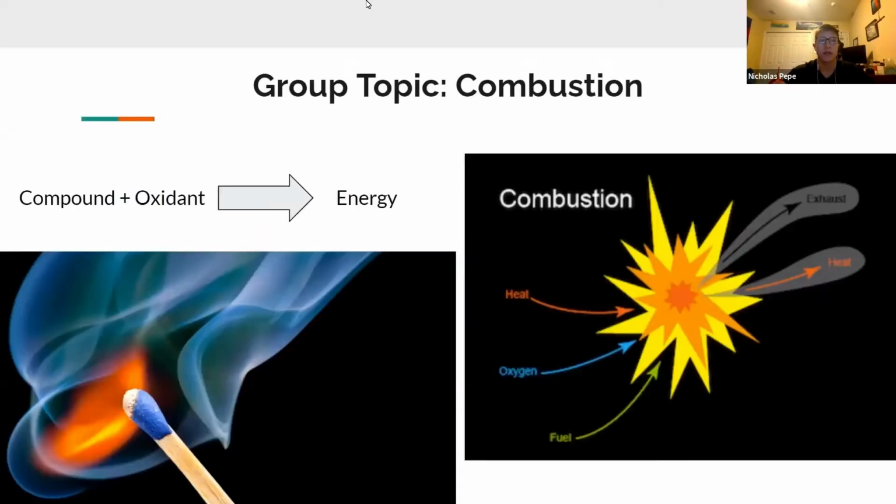So as I said, our group topic is combustion. Combustion is basically a chemical reaction that has a compound or mixture reacting with an oxidant to form energy. Usually that energy is given off as heat and light of some sort. A common example that is considered in most chemistry classes is a lighted match. When friction is applied to the chemicals on the match, there is more heat forming than the amount that can escape into the air, so a flame is produced.